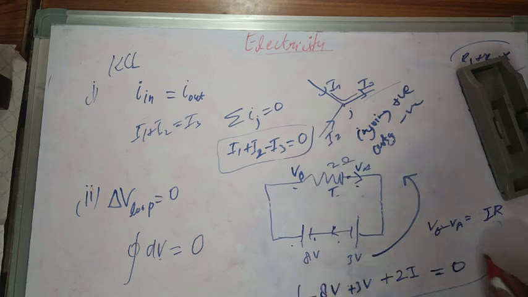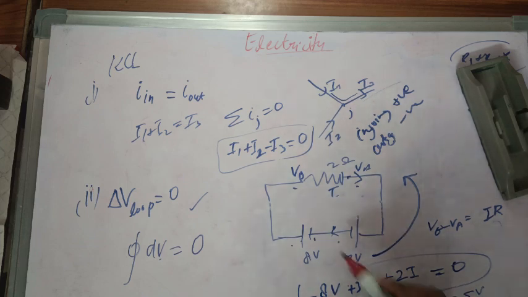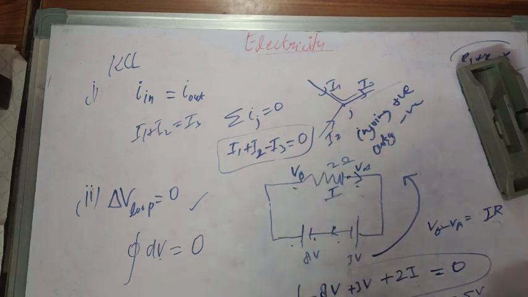This will be 0 according to Kirchhoff's circuit law. All the potential drops are taken, and this gives 5 volt is equal to 2I. So it means there would be a current flowing in this direction. I is equal to 5 by 2 ampere.